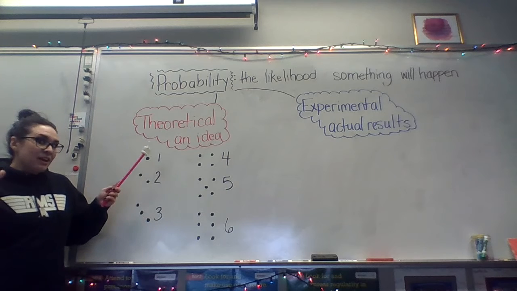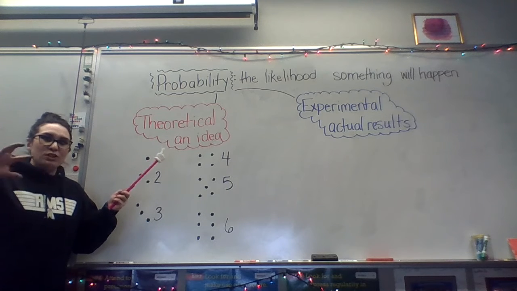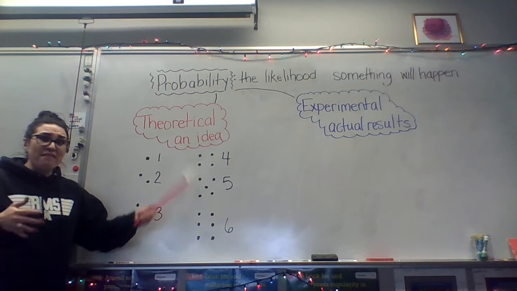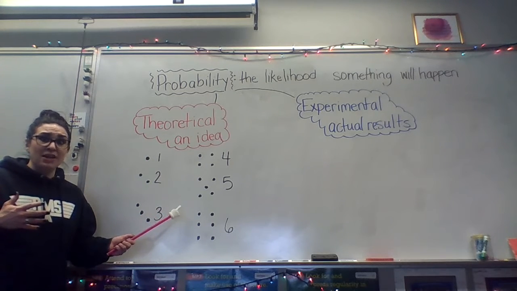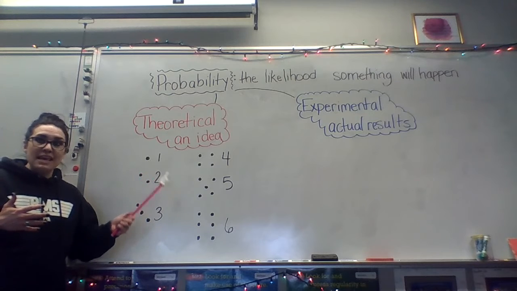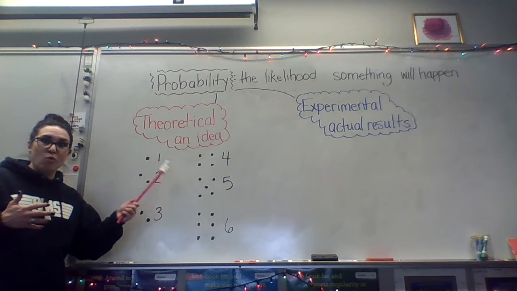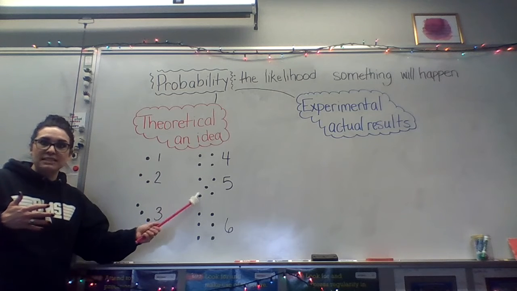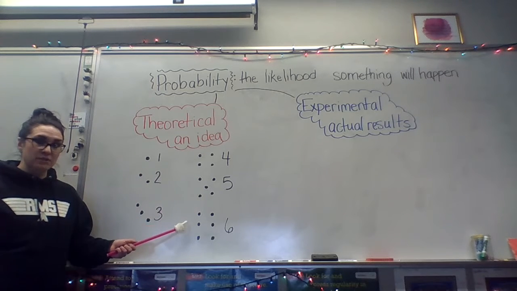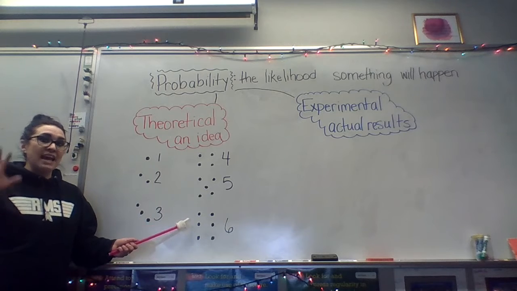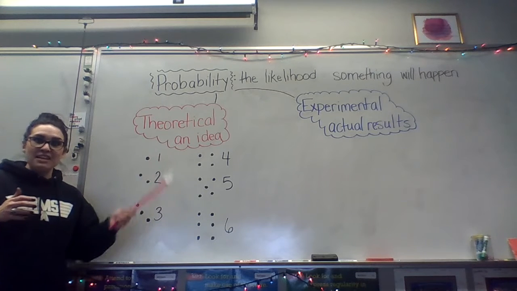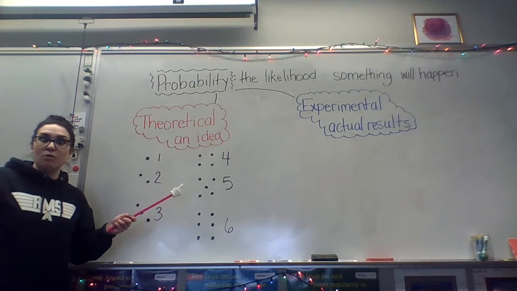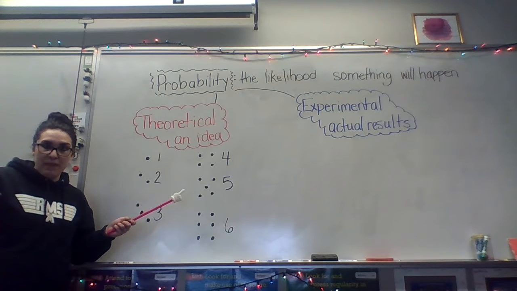So in theory, just an idea, if I were to roll this die, all of these numbers have an equal chance of happening. It's a 1 in 6 chance because we're looking for one specific outcome out of a total of 6 possible outcomes. So we can roll the die in theory, and any of these numbers has the same probability of being the one we get from that roll.